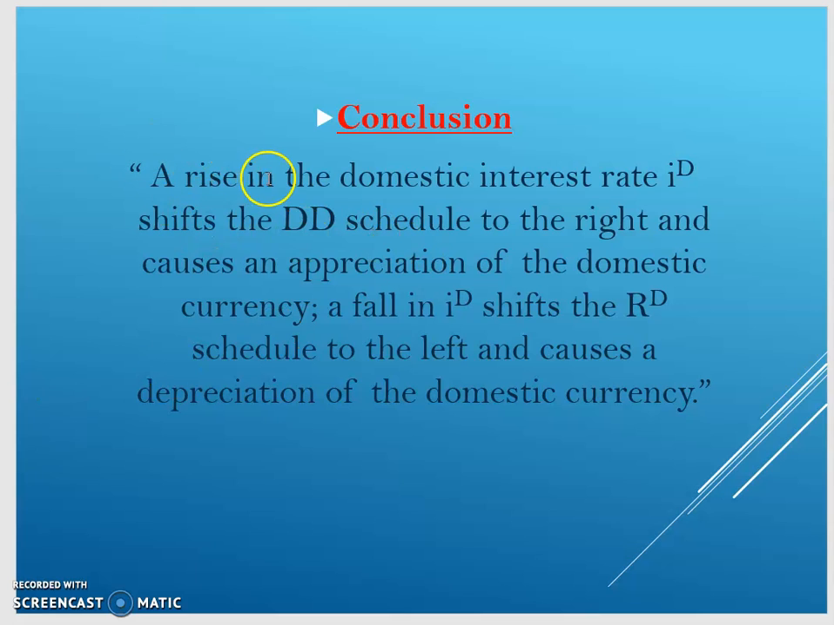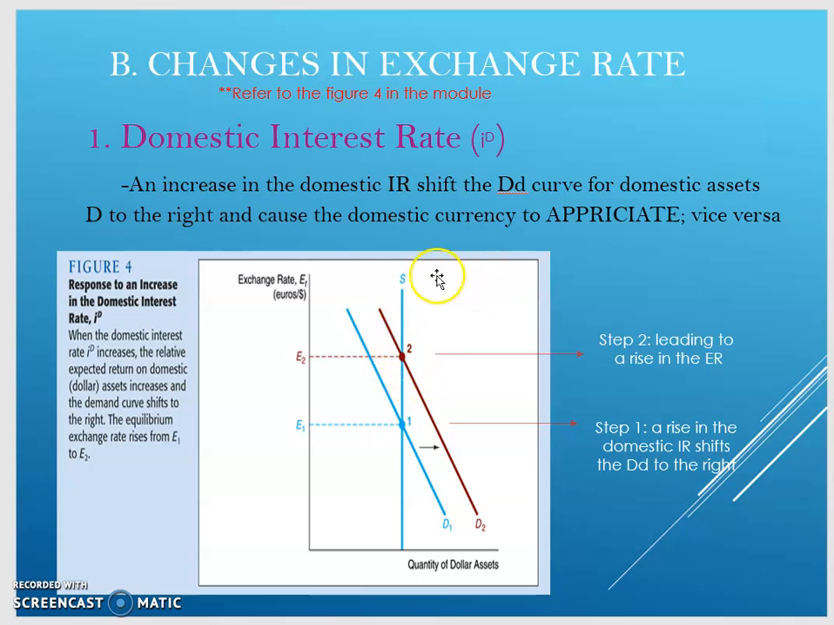So the conclusion: a rise in domestic interest rates shifts the demand schedule to the right and causes an appreciation of the domestic currency, and vice versa. A fall in domestic interest rates shifts the demand curve to the left and causes a depreciation of the domestic currency. If the interest rate falls, D1 will shift to the left. It might create the demand at D3.